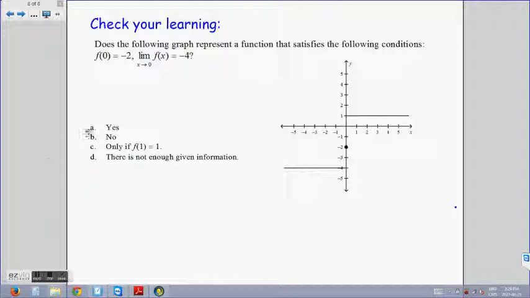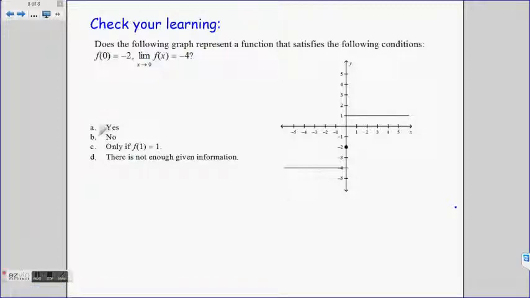And the answer is B. Oops. The answer is B, no. So the function at 0 is equal to -2. However, the limit of the function as x approaches 0 is not equal to -4. And that concludes our lesson for today, and we'll see you next time.